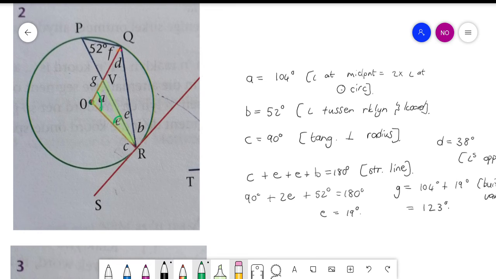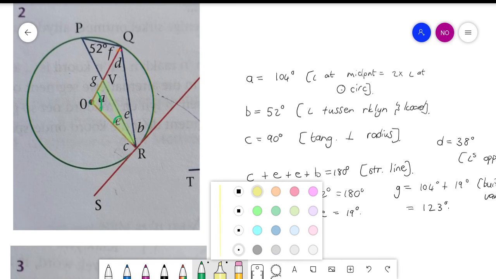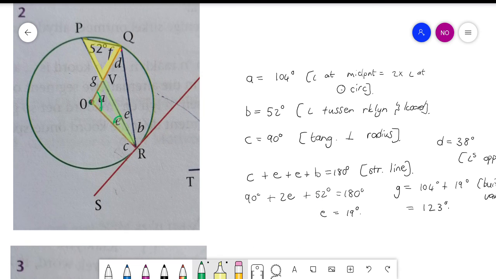Okay, and then we can use that same one to calculate F in that triangle. Because you see this angle G is the exterior angle of that triangle. So in other words, ek gaan nou net hierbo skryf. F plus 52 must be equal to G, which is 123 degrees. Exterior angle of triangle. So in other words, F will be equal to 71 degrees.